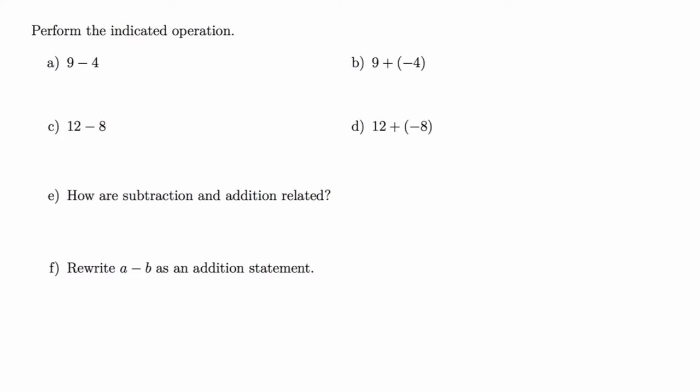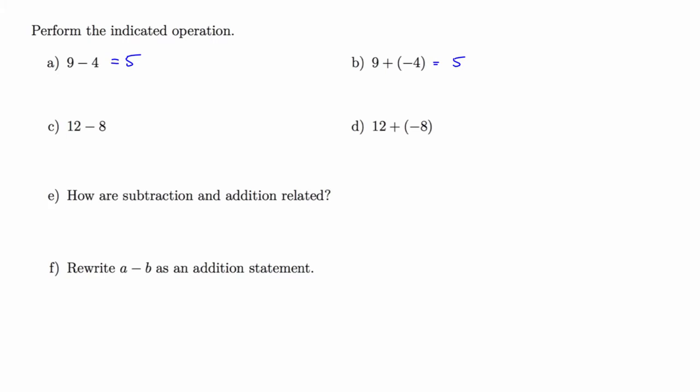To understand how subtraction works with signed numbers, we need to understand the relationship between subtraction and addition. We will look at that relationship in these first 4 examples. In part A, we know 9 minus 4 is 5. In part B, 9 plus negative 4. Well, we know from our addition rules we're adding numbers of opposite signs, so we'll subtract the 4 from the 9 to obtain 5, and since the 9 is positive, the result is positive.